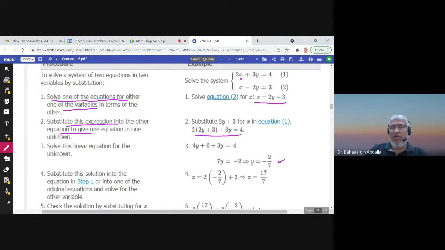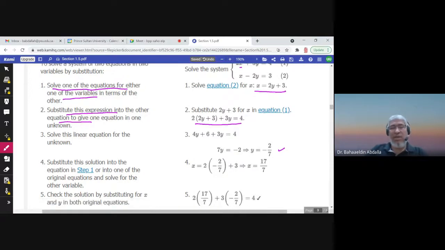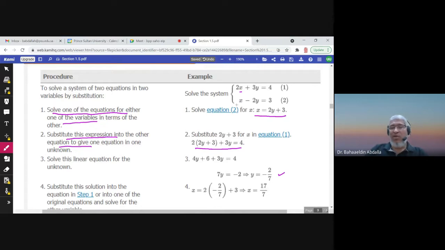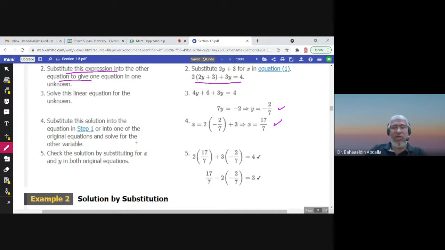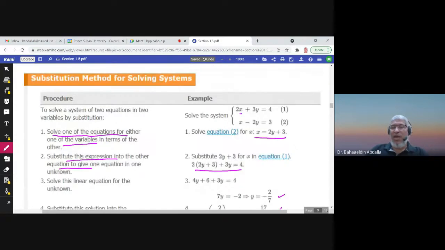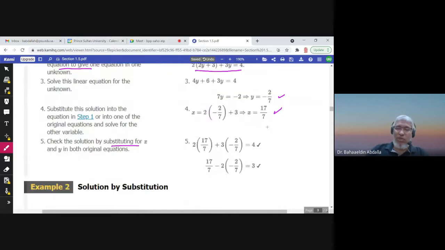So now we have the value of y. After that, we can put the value of y in any of the two equations, or we can put it here in this equation. In equation 1, in step 1, we can replace y by -2 over 7 to get the value of x, and now we have the solution. We can check it at the last step. In the last step, we can check that these two values of x and y actually satisfy both equations. Then this would be the solution of the system.